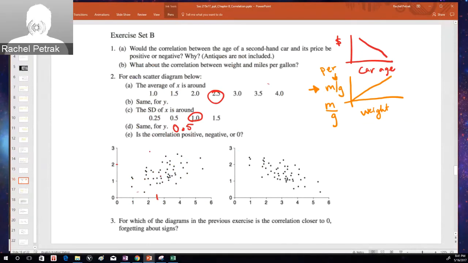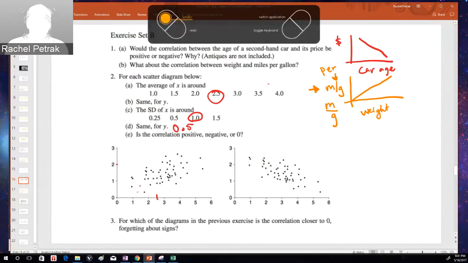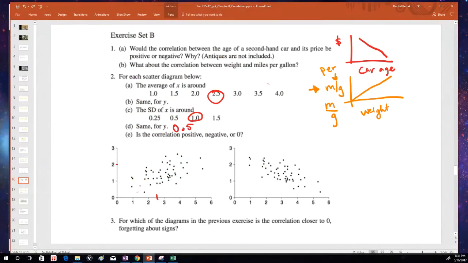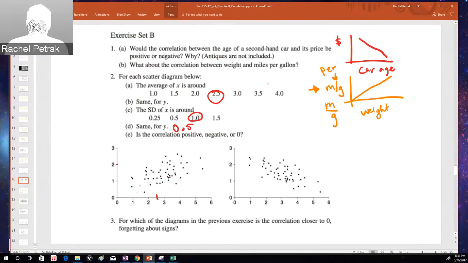When is this correlation positive, negative, or 0? What do we have on this first graph? This should be clearly a positive correlation to you. And we can see a negative correlation in our other graph. As x goes up, y goes down. And just looking at these, which one has a correlation closer to 0, regardless of the sign?